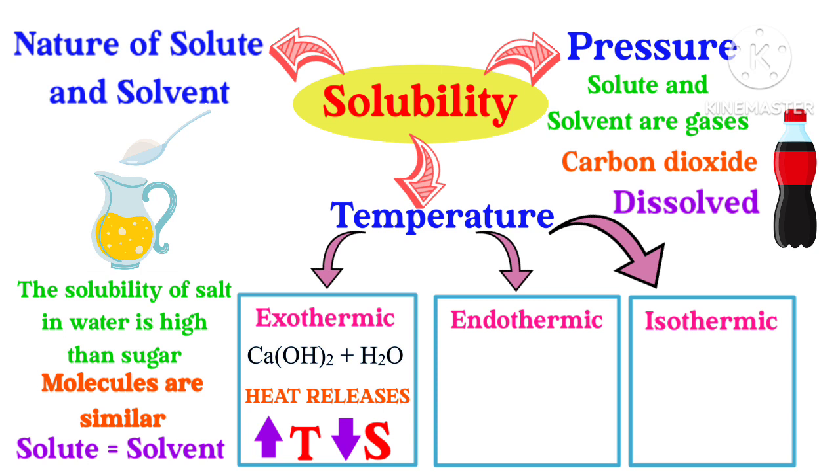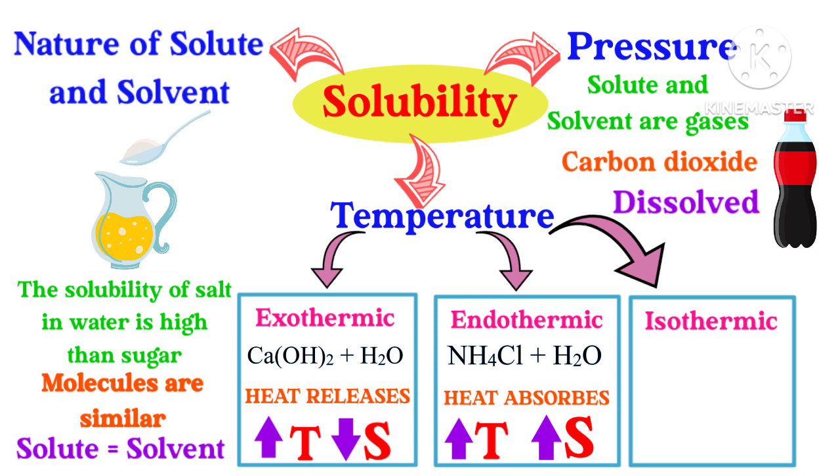Secondly, when you add ammonium chloride to the water, heat is absorbed from the surrounding, which is known as the endothermic reaction. Here if we increase the temperature, the solubility of ammonium chloride in water increases.